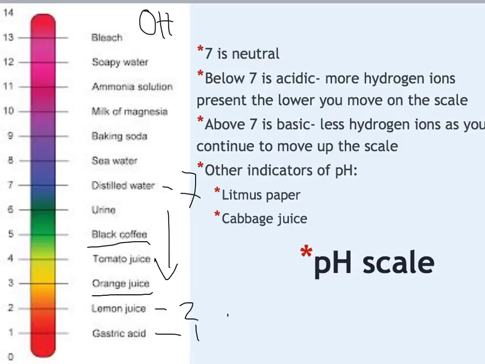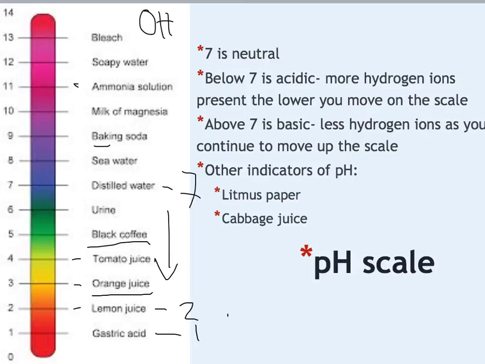All right, other indicators for pH include litmus paper and the cabbage juice that we used, so remember that it changes colors based on whether a solution is acidic or basic. You want to know the different ones that we used. So in class, we looked at baking soda, tomato juice, orange juice, lemon juice. Other ones we looked at were ammonia, that's pretty high in terms of pH.